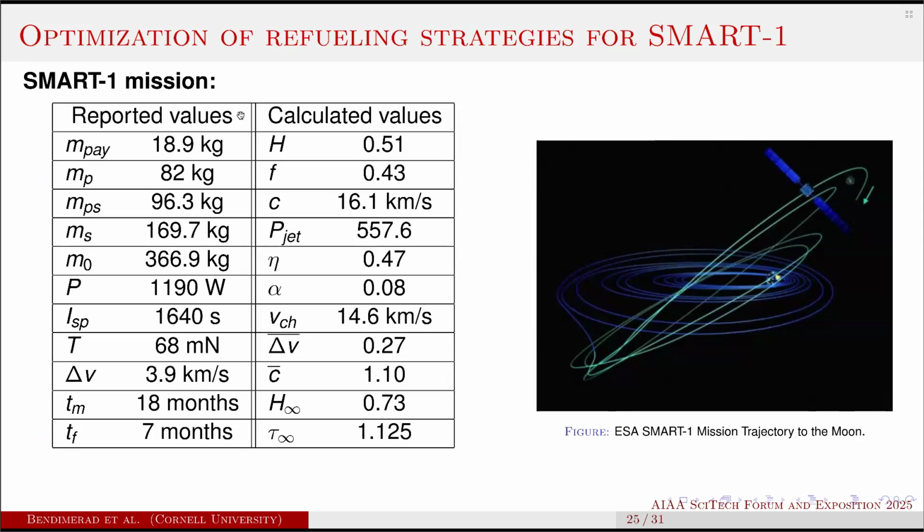From the literature, we have these reported values. So we have the mass budget of the mission. We have the power, the specific impulse, the thrust, the delta V, the mission time, and the firing time. And using these values, we can calculate the corresponding performance metrics in addition to the jet power and the power efficiency and the specific mass, etc.